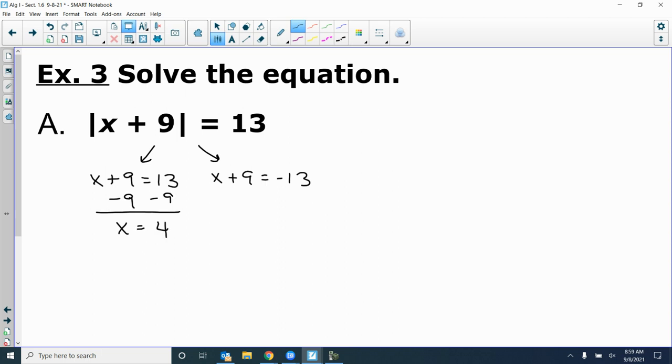Now let's stop for a second. Does this work? Plug it back up into here mentally. What is 4 plus 9? What's the absolute value of 13? 13. So we know that one works.